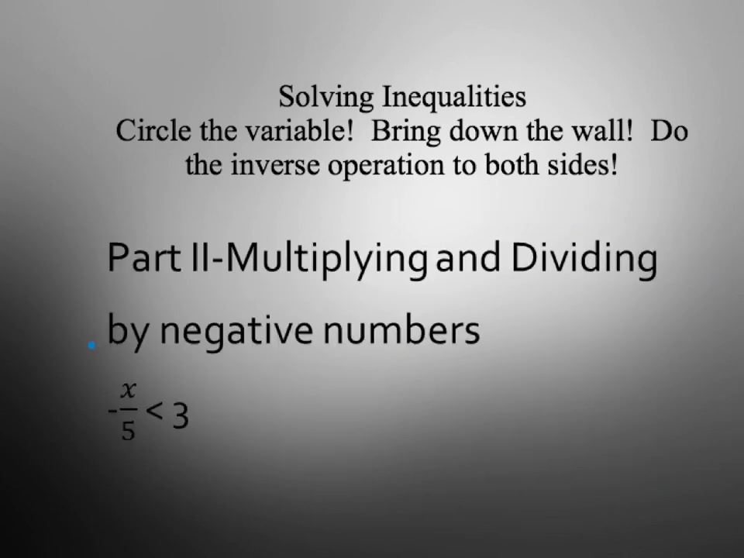Okay, the last example, -x divided by 5 is less than 3. Remember that this negative can go with the x or with the 5. It doesn't matter. It just means that that whole side is negative. All right, I'm going to go ahead and do the same thing I did at the very beginning of doing equations. So I'm going to circle my variable, bring down my wall. But remember, since I am going to be dividing, this side is negative, I do not want to bring down my inequality sign.